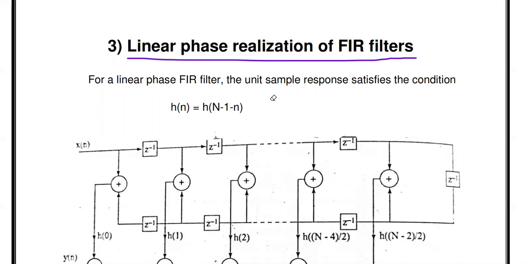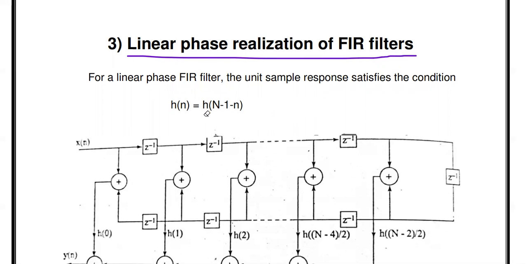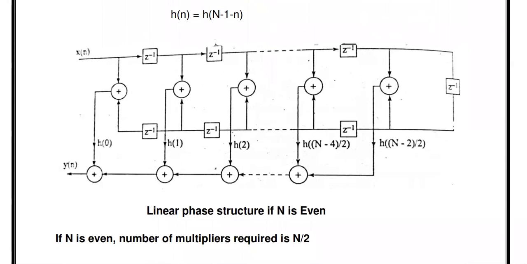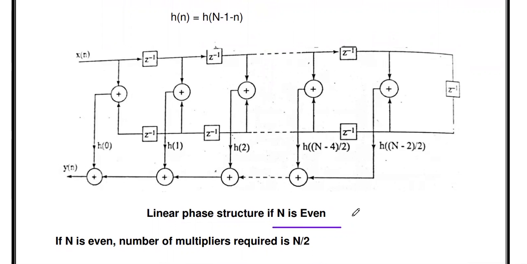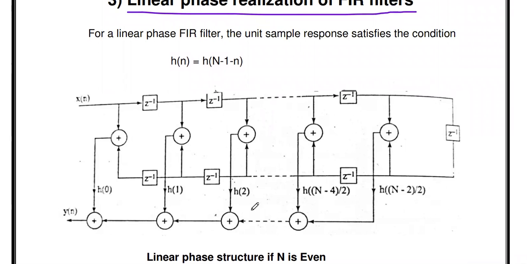How to realize it, we can see. This is a very important 6-mark problem as well as a 2-mark question. First, see if the order of the filter is even. If N is even, this is the diagram. I will tell how to draw the diagram in a step-by-step manner.